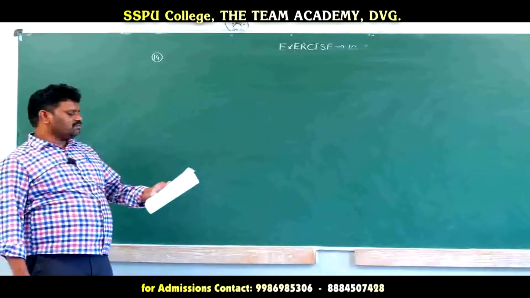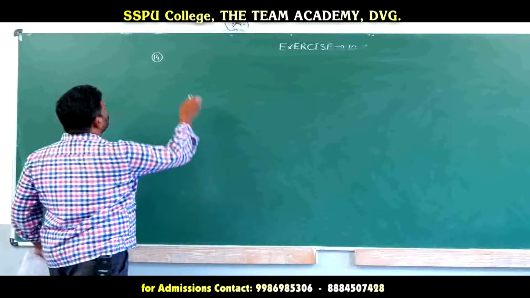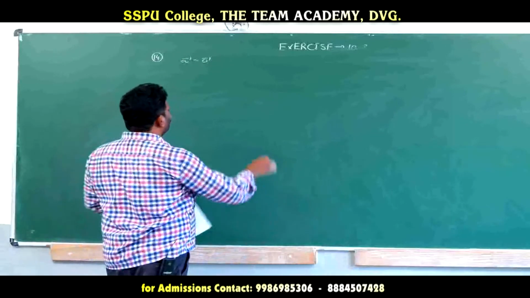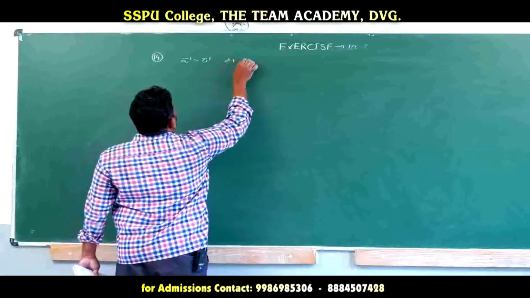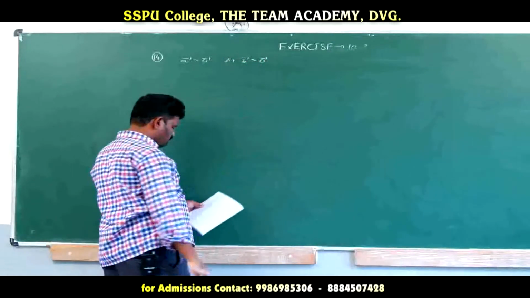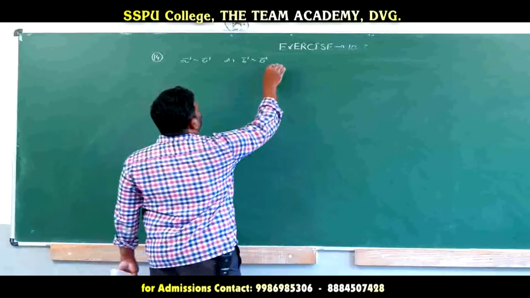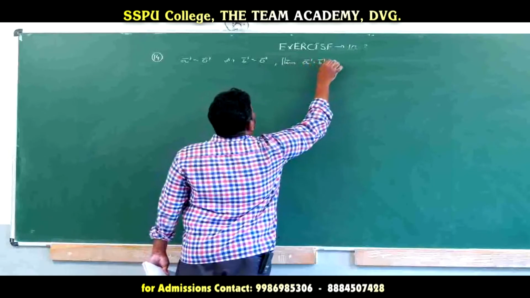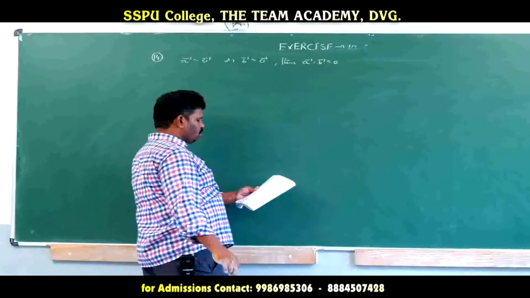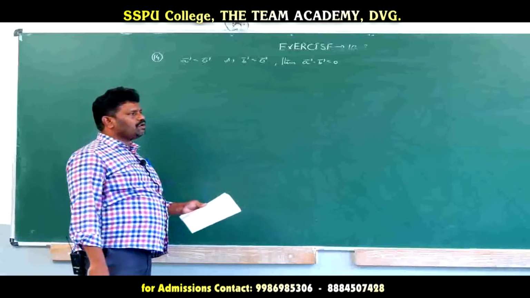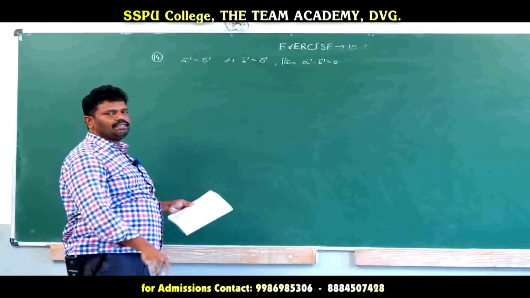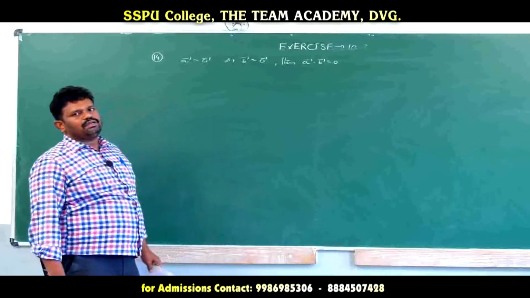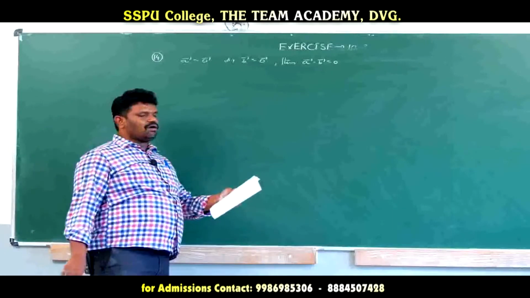Right, 14th question: if either vector a bar is equal to 0 bar or b bar is equal to 0 bar, then a bar dot b bar is equal to 0. If either vector a bar is equal to 0 bar or b bar is equal to 0 bar, then the dot product is equal to 0. But the converse need not be true. Justify your answer with an example.